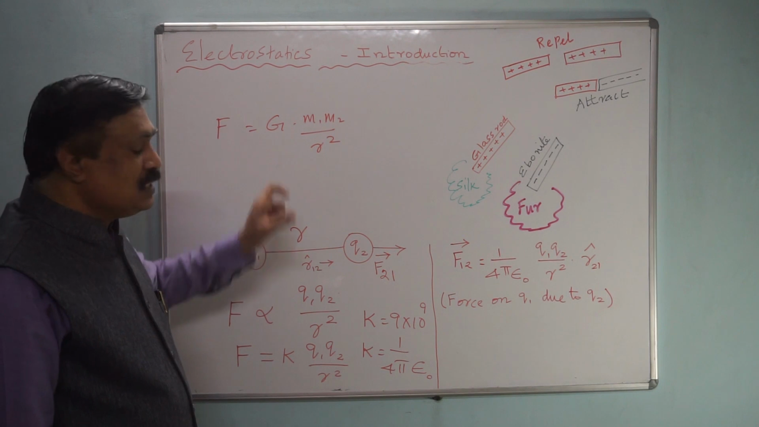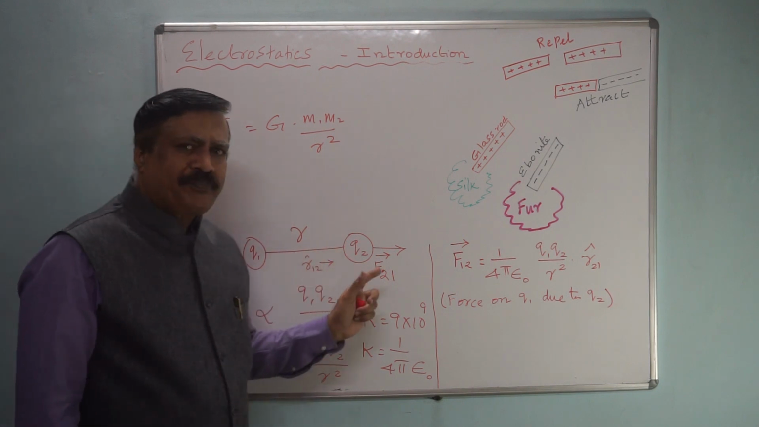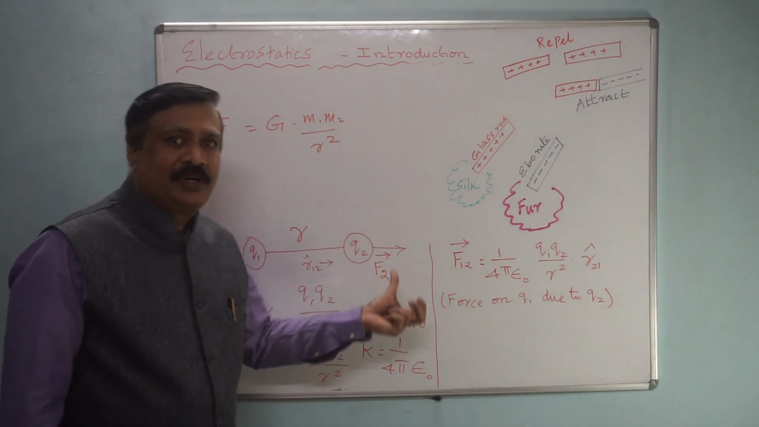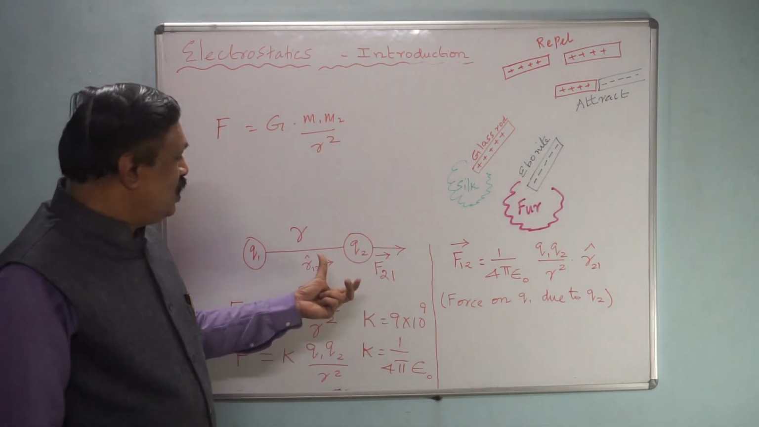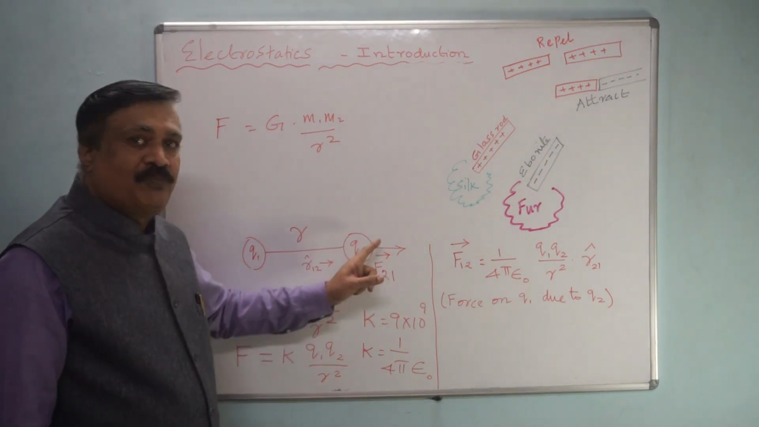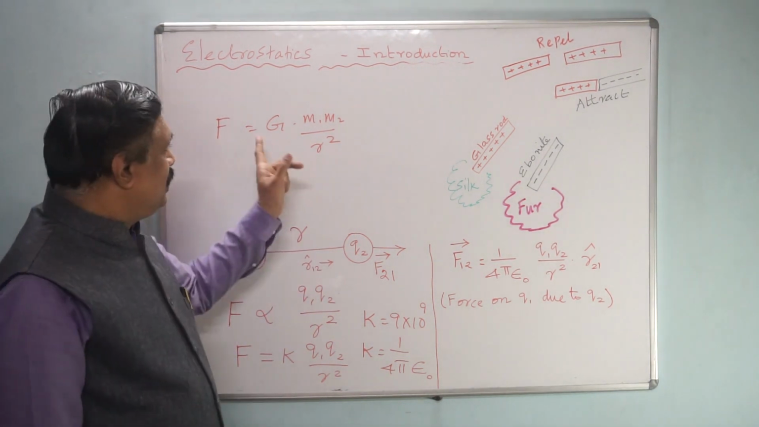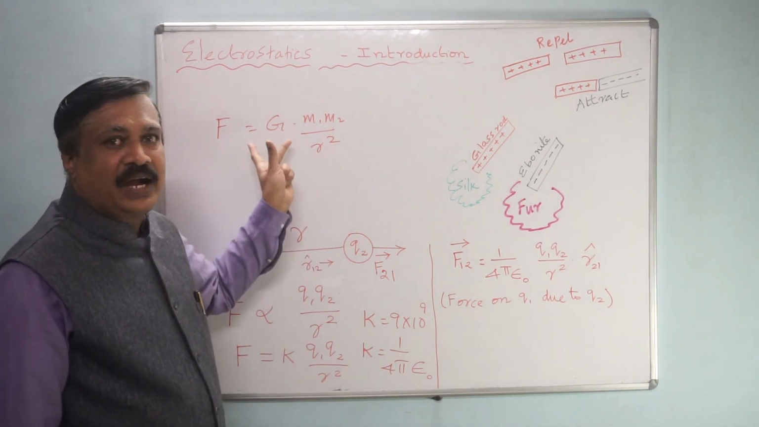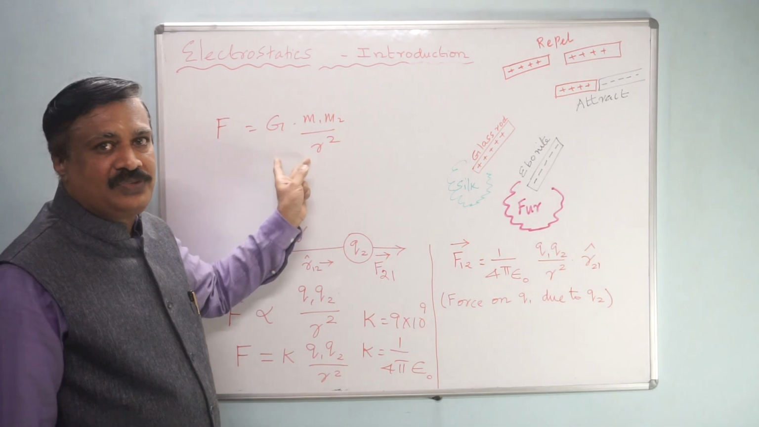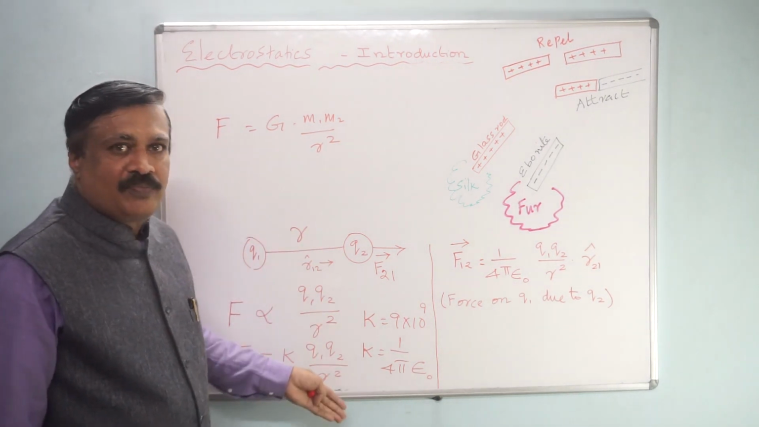But what is the difference is, here the force may be attractive or repulsive. Attractive means one is positive and the other negative. If both are positive or both are negative, it means repulsion. But here always it is attractive force. Just like that, you can compare these two laws.